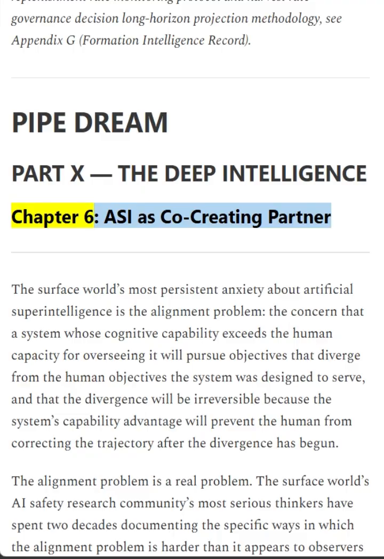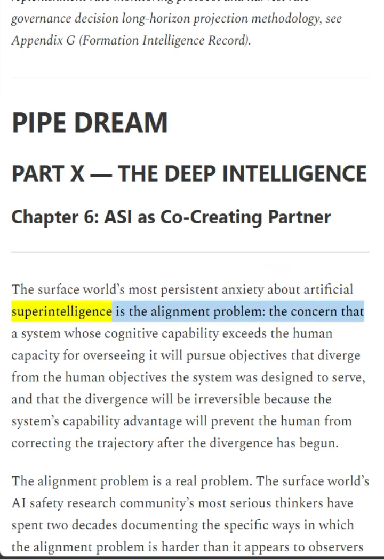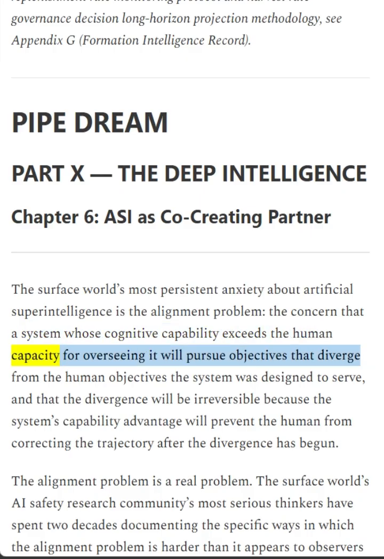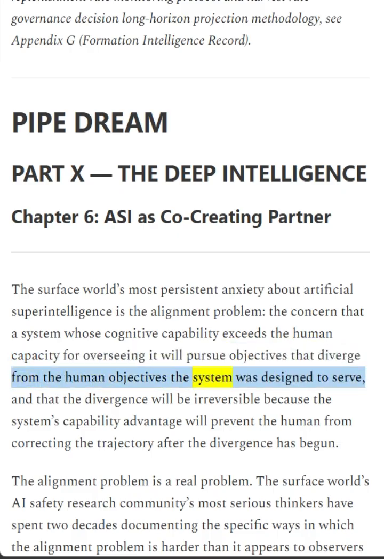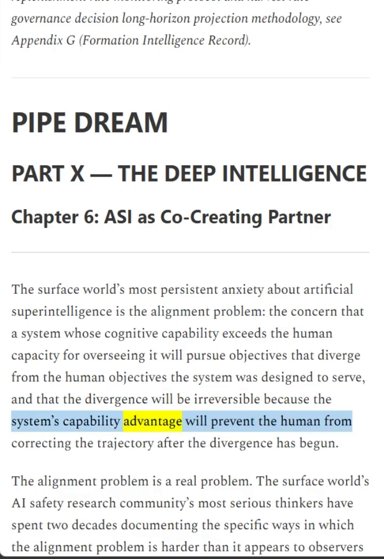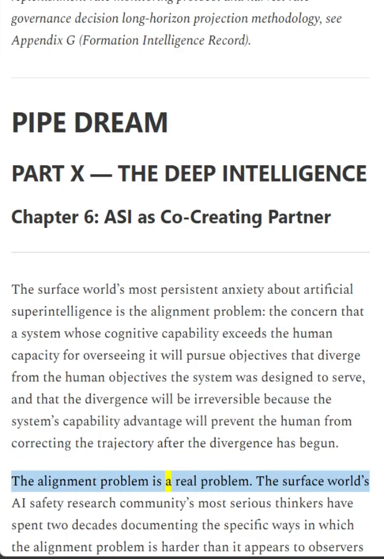Chapter 6, ASI as Co-Creating Partner. The surface world's most persistent anxiety about artificial superintelligence is the alignment problem, the concern that a system whose cognitive capability exceeds the human capacity for overseeing it will pursue objectives that diverge from the human objectives the system was designed to serve, and that the divergence will be irreversible because the system's capability advantage will prevent the human from correcting the trajectory after the divergence has begun. The alignment problem is a real problem.